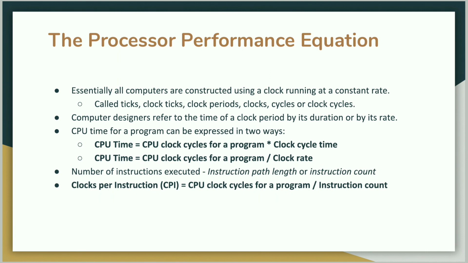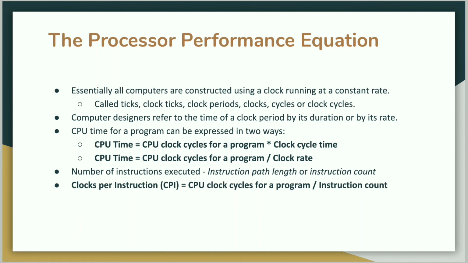The processor performance equation. Essentially all computers are constructed using a clock running at a constant rate. These are known as ticks, clock periods, clocks, cycles or clock cycles. Computer designers refer to the time of a clock period by its duration or by its rate. CPU time for a program can be expressed in two ways. One is the product of CPU clock cycles for a program and the clock cycle time, and the other is the ratio of clock cycles for a program and the clock rate. The number of instructions executed is the instruction path length or the instruction count. The clocks per instruction or CPI is calculated as the ratio of CPU clock cycles for a program and the instruction count.